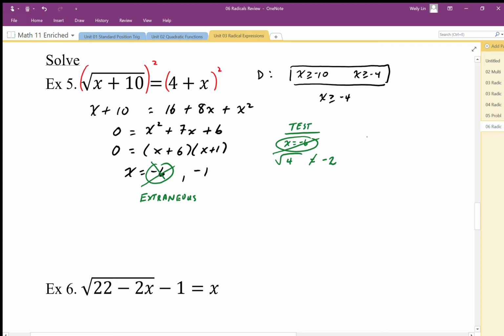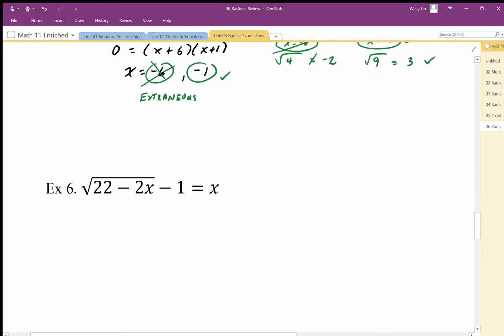Then we test x equals -1. When we test x equals -1, I end up with the square root of 9 is equal to 4 plus -1, which is 3. That's okay, so this is a good solution. So that's non-extraneous.